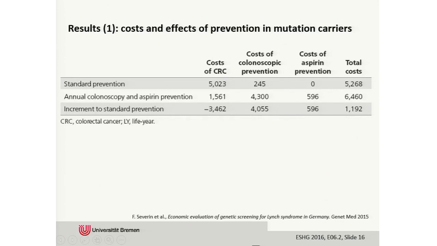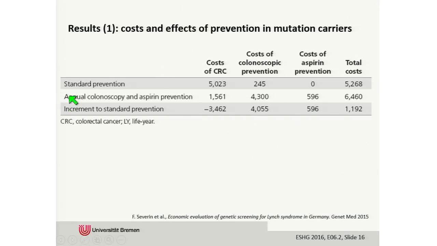So here we compared individuals with standard prevention, and standard prevention means for Germany they will be offered colonoscopy at the age of 55 with a fairly low uptake. So just like for the general population. And in this case, the mutation carriers have rather high costs of colorectal cancer. They have rather low cost of colonoscopic prevention. They have zero cost of aspirin prevention in total. So everyone incurs costs in the end. So they incur cost of roughly 5,000 euros.